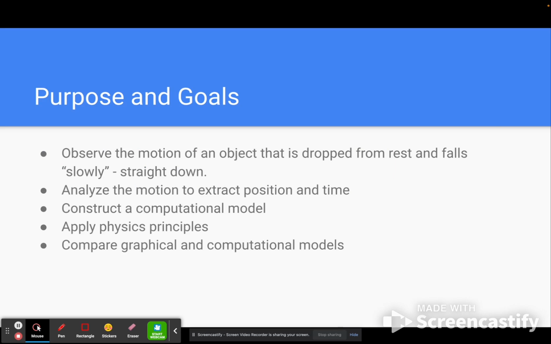Today we will be using Tracker to track the height, position, and time of our object, and a computational model through GlowScript to explore the effects of gravity and drag present. We will later be comparing these models to draw our own conclusions through the application of physics principles.